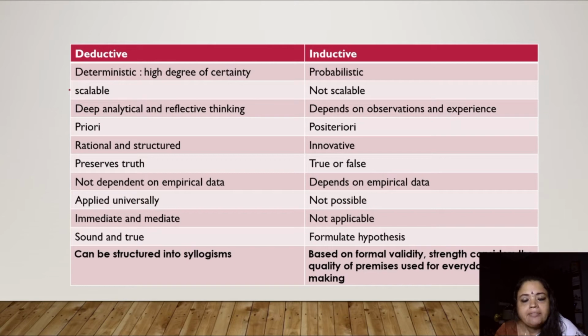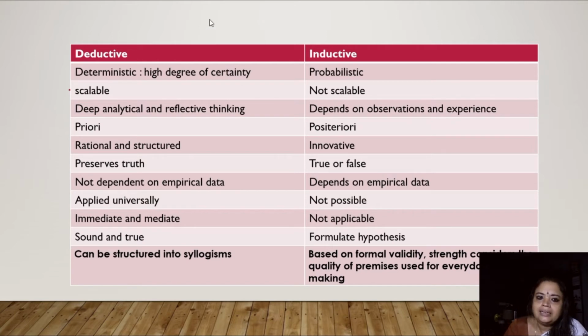And in inductive argument, because we have specific premises and draw general statements, we can formulate hypotheses. And deductive can be structured into syllogisms. If you have two premises and arrive at a conclusion, those statements are called a syllogism. And in inductive, based on formal validity, we can say whether the inductive statement is cogent or not. Cogent means strong, if all the premises are true.